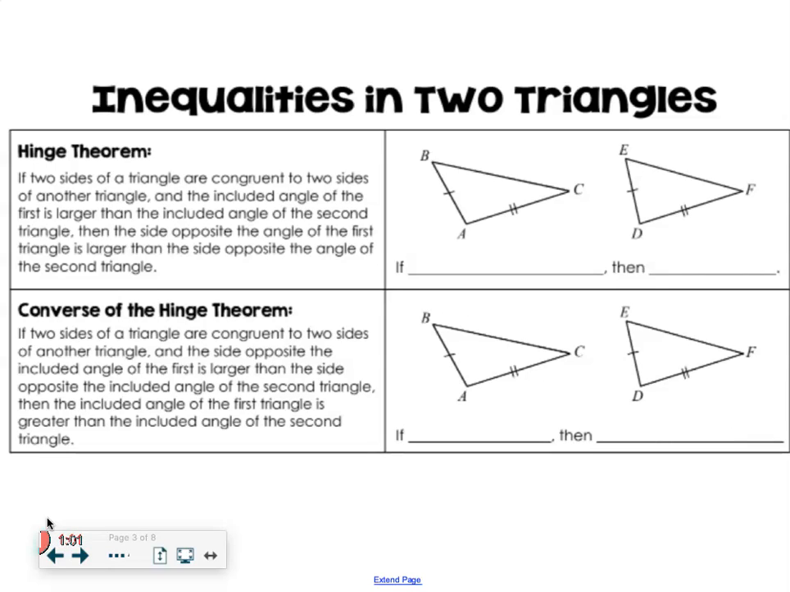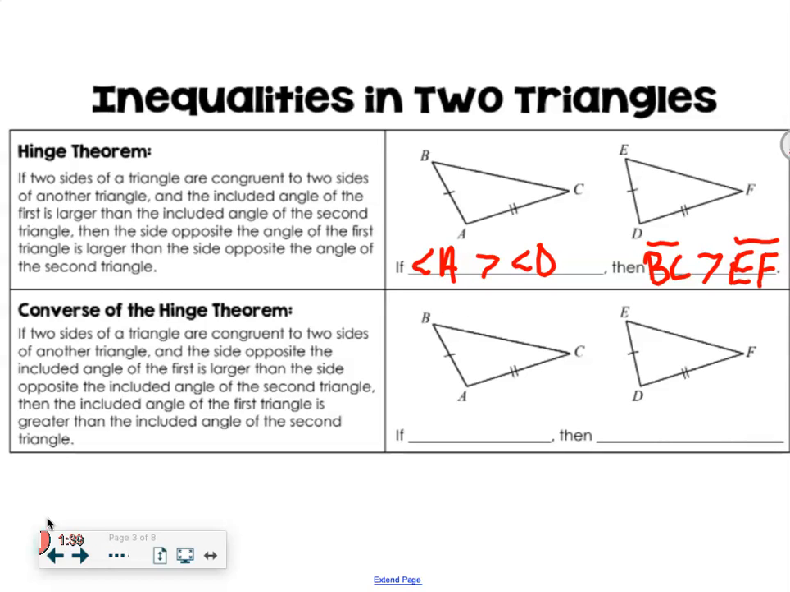So the hinge theorem says if you have two triangles with two pairs of sides congruent, you see this? AB, DE, AC, and DF are congruent. And we know that this angle A is greater than angle D. What can we conclude? What side's bigger, BC or EF? BC is bigger. BC is greater than EF. That's the hinge theorem. That's what we call it.